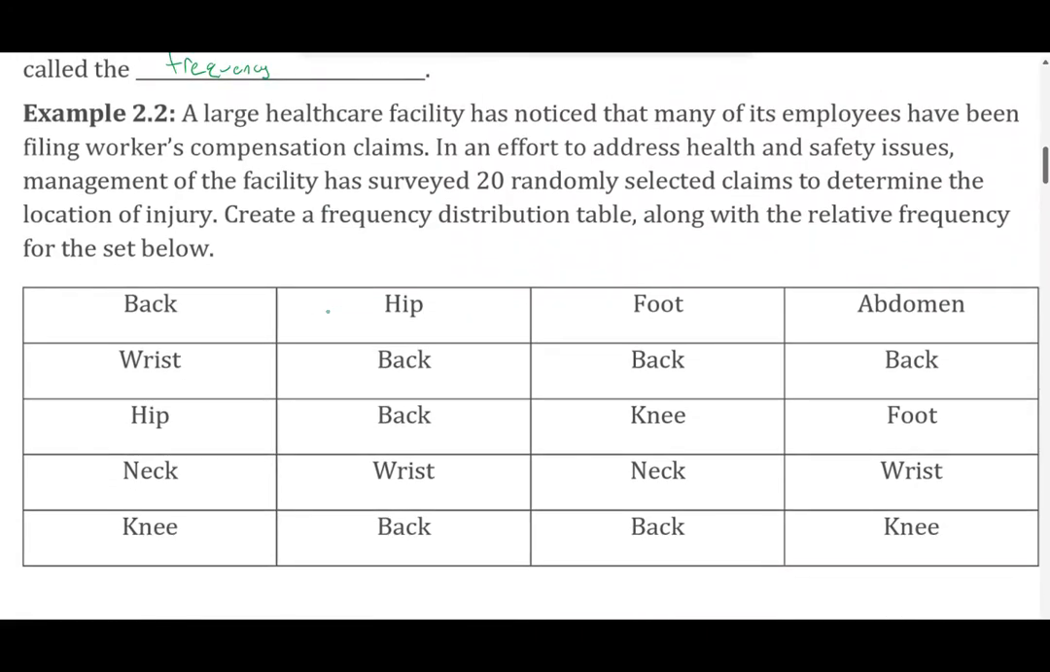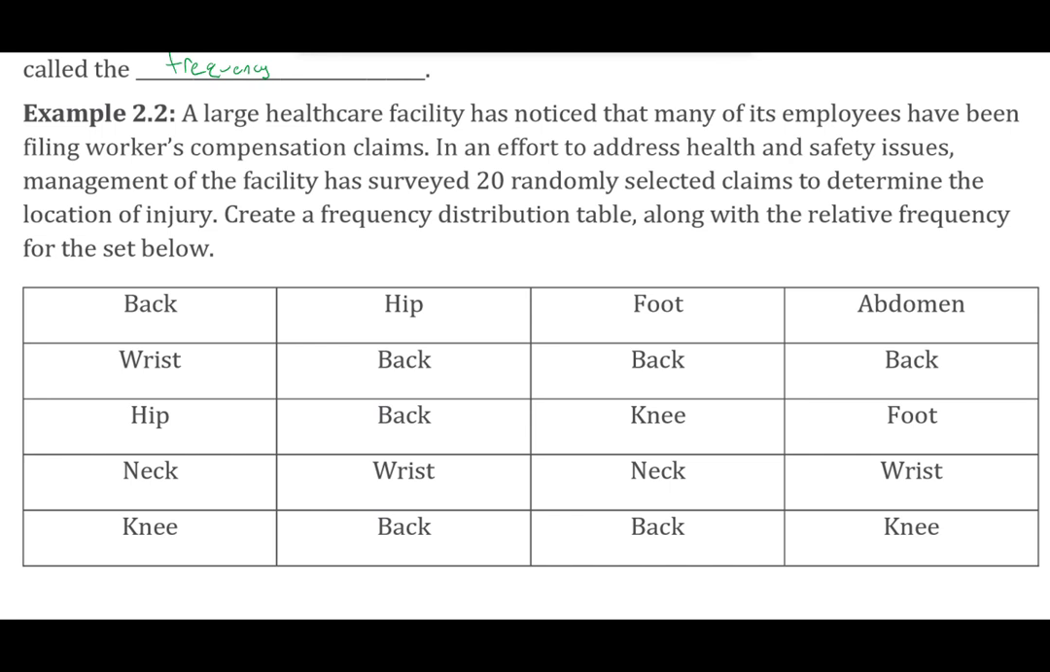This example says, a large healthcare facility has noticed that many of its employees have been filing workers' compensation claims. In an effort to address health and safety issues, management of the facility has surveyed 20 randomly selected claims to determine the location of injury. Create a frequency distribution table along with the relative frequency for the set below.